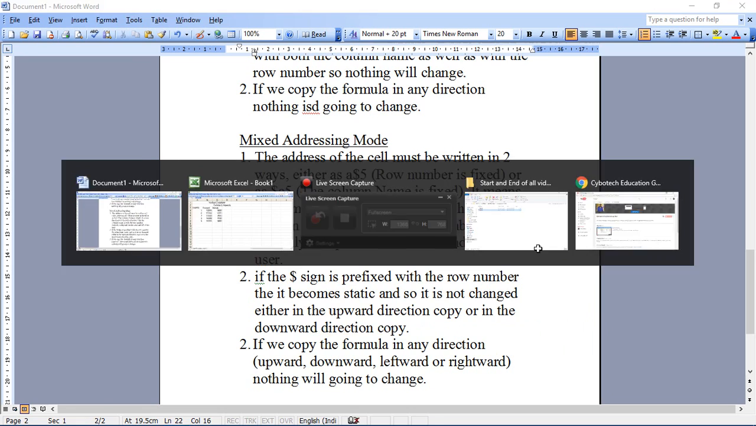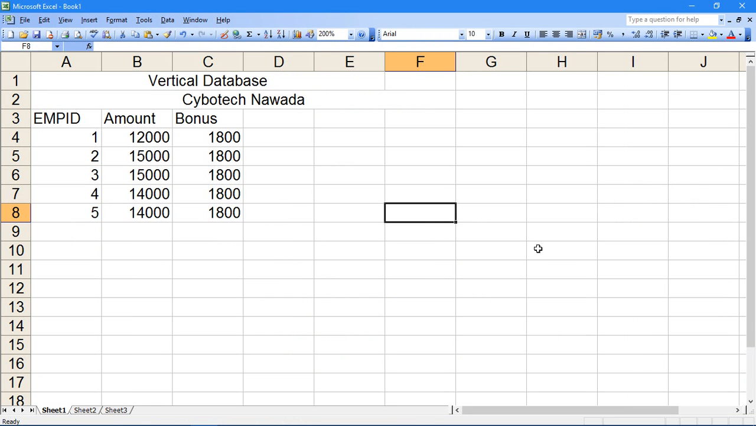Just see this effect here. Here I am writing 12,000. Okay. Now I am writing equals F$8 into 10%, the dollar symbol is used with the row number. Now I am copying it in the upward direction. Just see the effect. What happens?